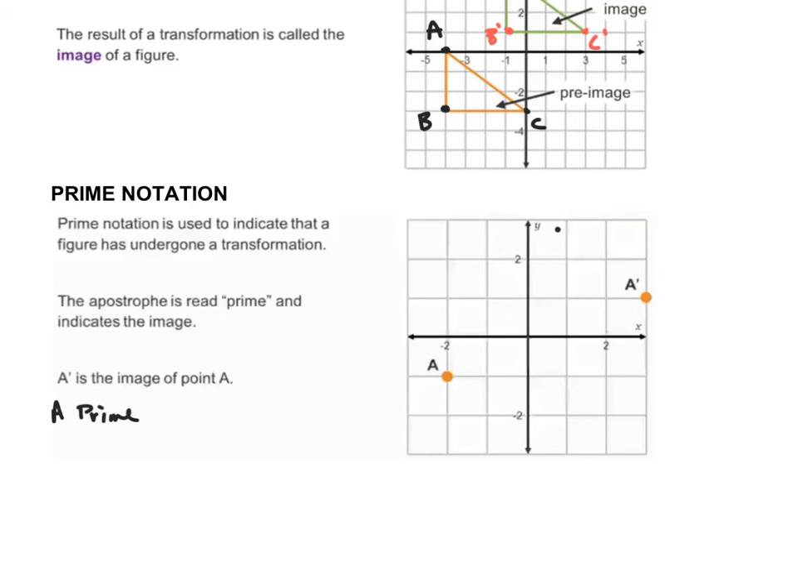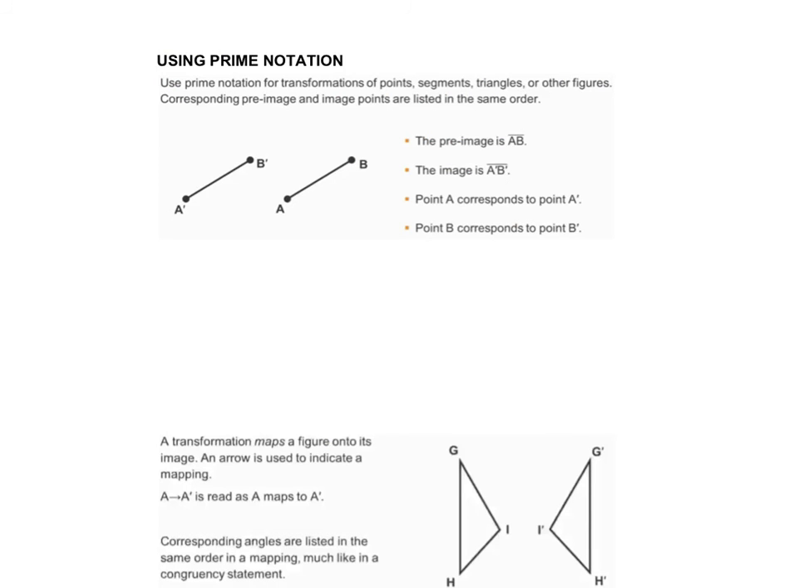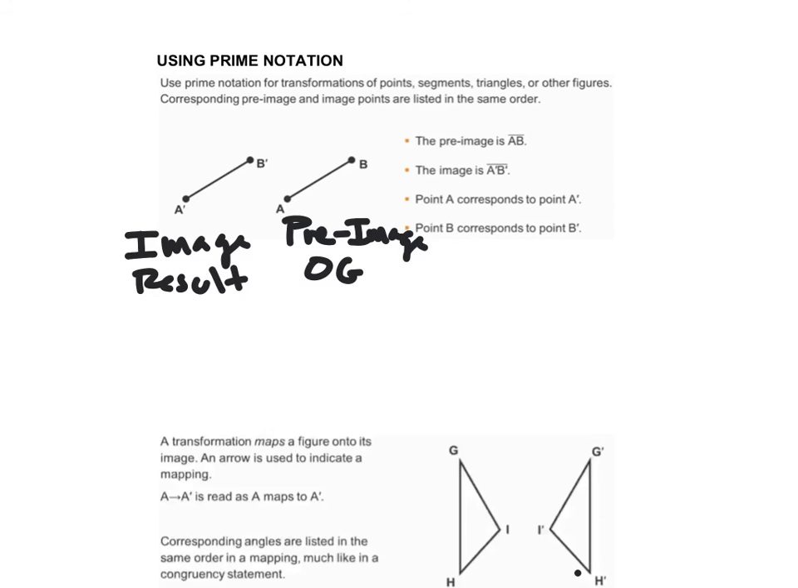Okay, and let's move over to the last page on these notes. So, using prime notation: use prime notation for the transformations of point segments, triangles, or other figures. Corresponding pre-image and image points are listed in the same order. So the pre-image is AB, which I'm going to call my pre-image, also known as the OG. And then this is my image, which I call the result of the transformation.